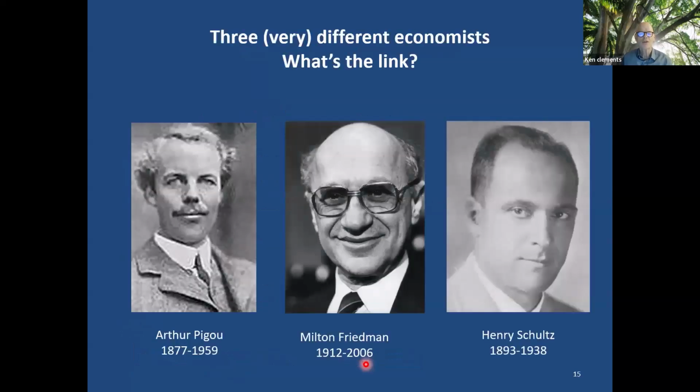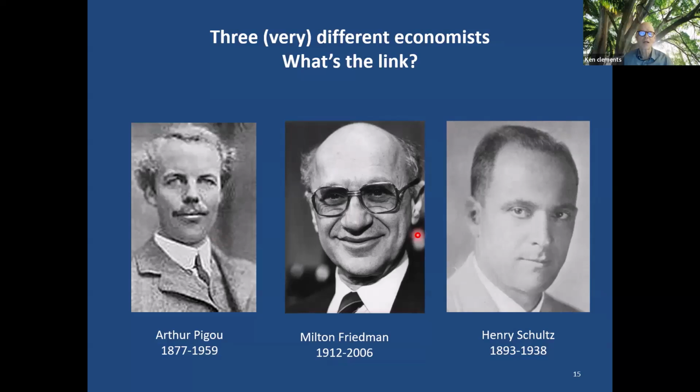Now, here's three economists, three very different economists. First, we have Arthur Pigou, who was a Cambridge don, successor to Alfred Marshall, and Pigou was the target of Keynes in the General Theory. And for any students listening, Keynes is pronounced Keynes as in brains. It's a good way to remember it.